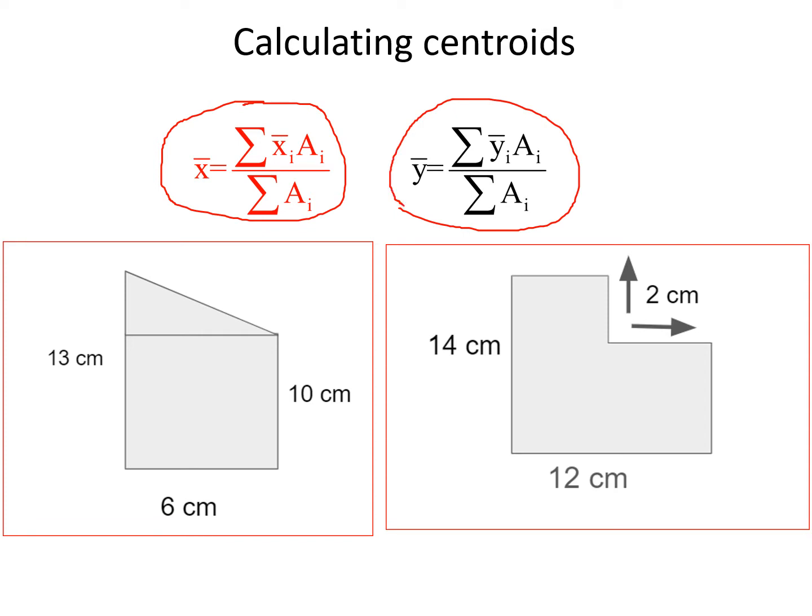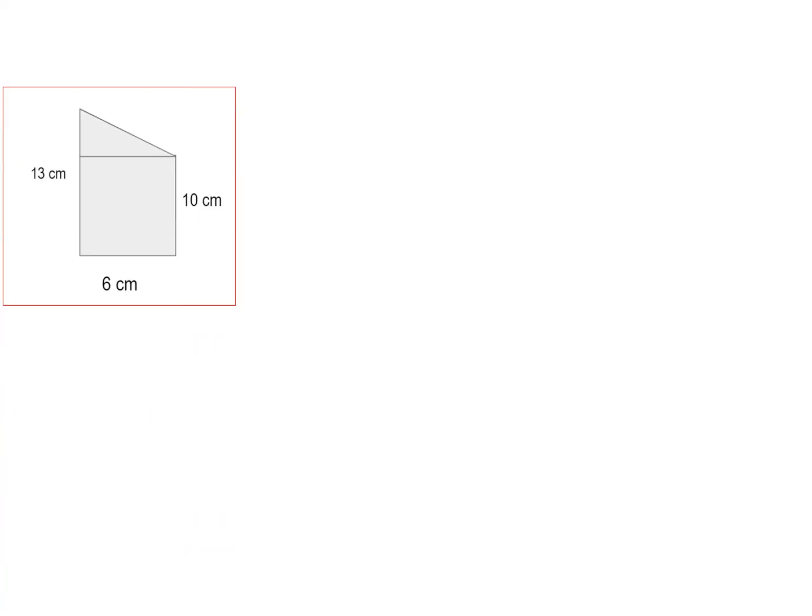The way to calculate them is going to be by having the sum of the individual centroids multiplied by the areas and then divided by the sum of the areas. I'm going to work on each of the figures now. In the first case, we're going to be using the addition method.